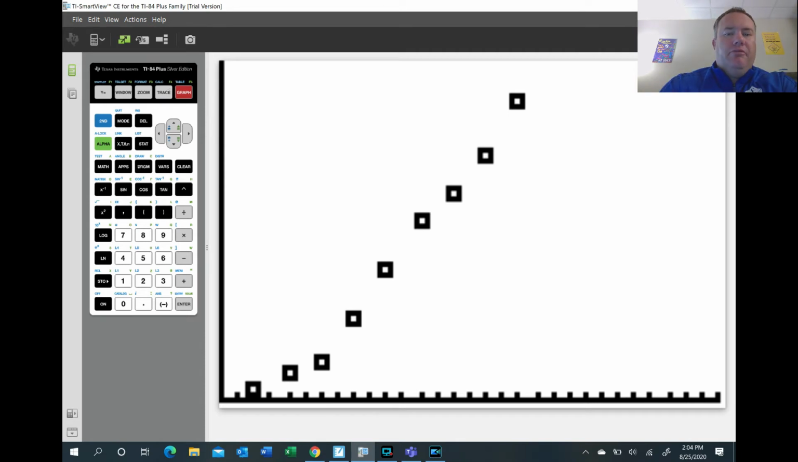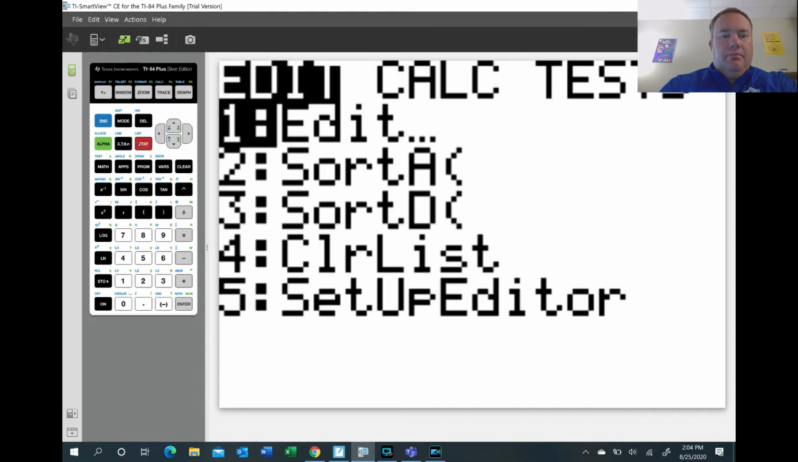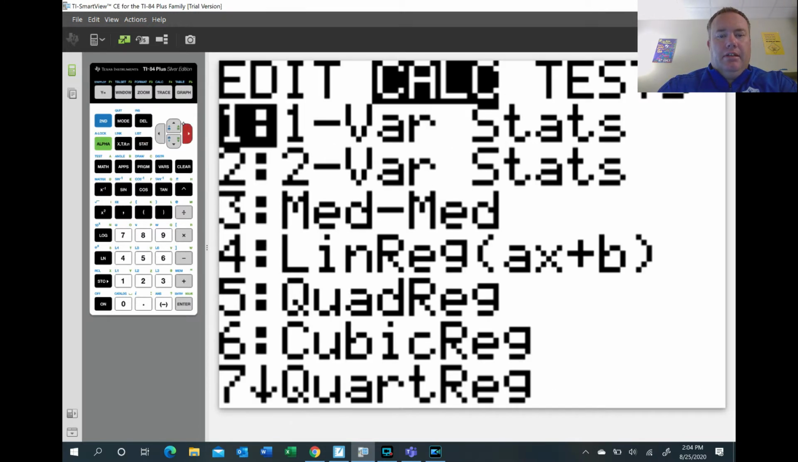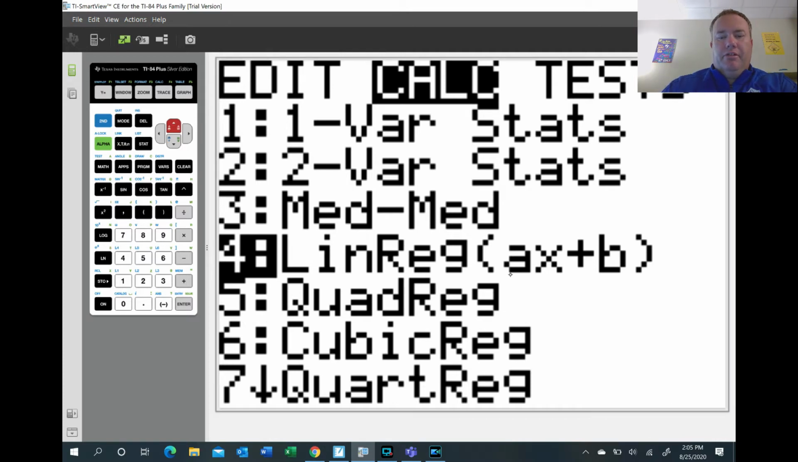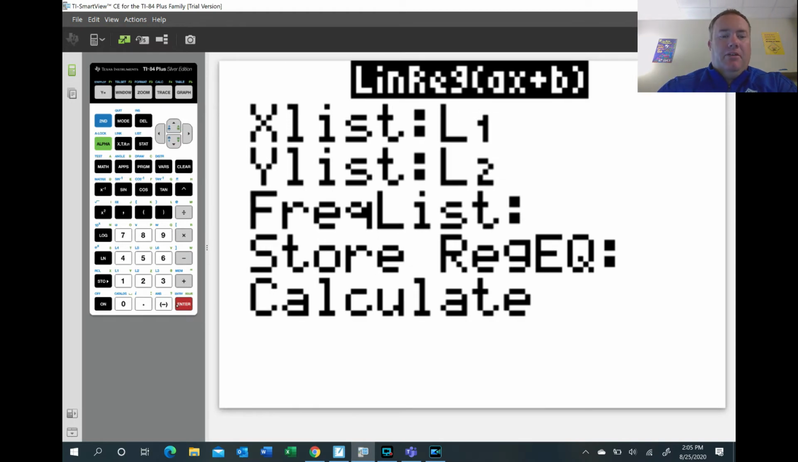Well, if we want to create a line that best represents those, let's press stat and go to calculate. We're going to go down to something known as linear regression. That is going to be number 4. There we go. Number 4, linear regression. Now, you see the ax plus b. For some reason on this calculator, it doesn't use m for the slope. It uses a. Don't ask me why. It just does. You're going to press enter.